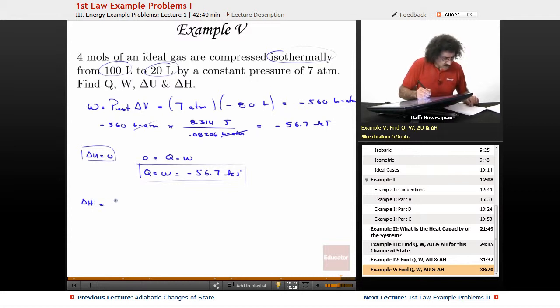Delta H is equal to delta U plus delta PV. We are dealing with an ideal gas. This is 0. This is 0. So our delta H is 0.